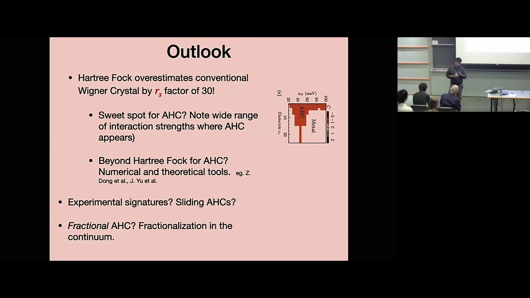But the universal thing about the AHC is that if it is pinned, it will give you a Hall conductance. Everything else is like the Wigner crystal except for this part. So you will have edge modes, for example, which you could try to visualize in STM.